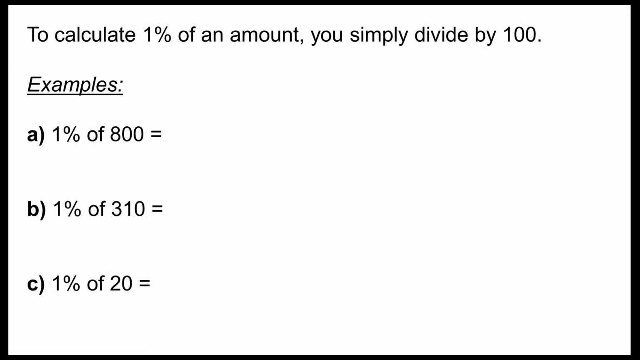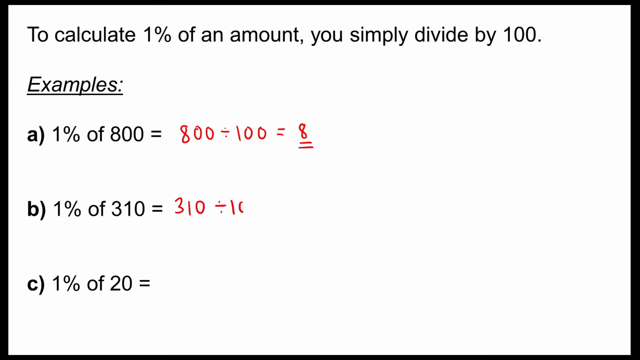Lastly, you need to be able to work out 1% of an amount. To get 1%, you simply divide the amount that you're working out 1% of by 100. So, in this first example, 1% of 800, I would do 800 divided by 100, and that gives me 8 as my answer.